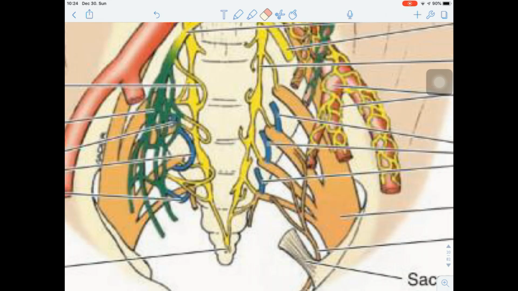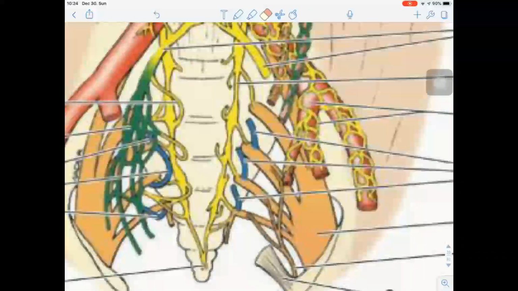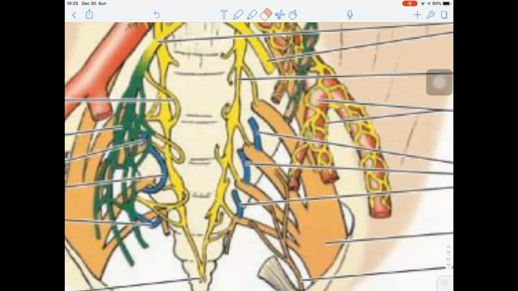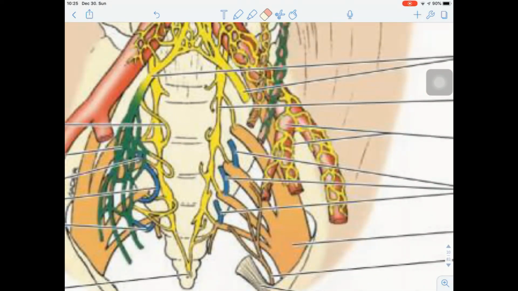So, pelvic splanchnic nerves arise from S2 to S4 segments. As you see, they are leaving through the anterior sacral foramina. So they have nothing to do with the sympathetic trunk, okay? Sacral splanchnic nerves are sympathetic, pelvic splanchnic nerves are parasympathetic. So S2, S3, and S4 give you the pelvic splanchnic nerves. Basically, these are arising from the spinal cord levels of S2 to S4.